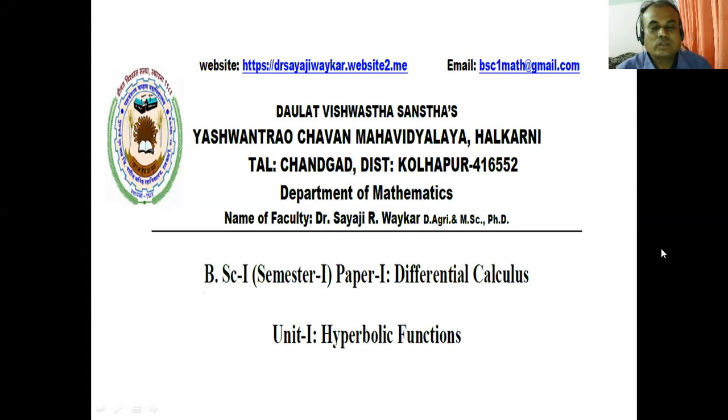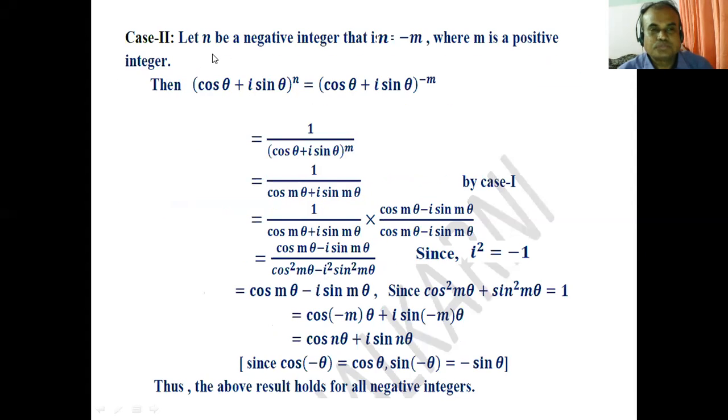In the last lecture, we saw the proof of the De Moivre's theorem for the first case. In this lecture, we will continue the proof of the theorem. Case 2: let n be a negative integer, that is, n equals -m, where m is positive.